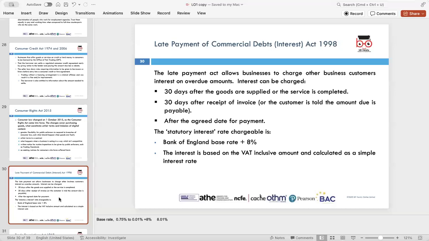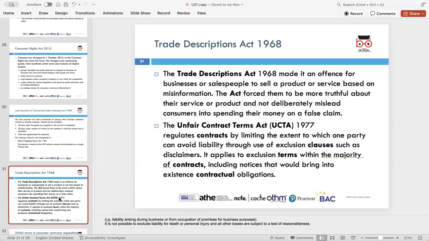After the agreed date of payment, the statutory interest rate chargeable is the Bank of England base rate plus 8%. The interest is based on the VAT inclusive amount and calculated as a simple interest rate. Trade Descriptions Act 1968.